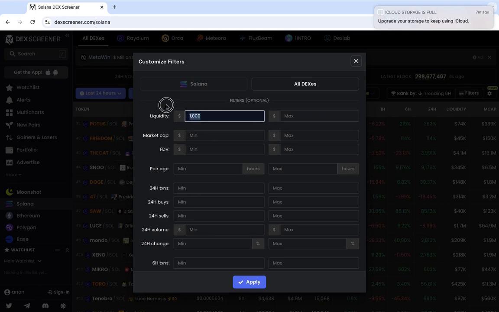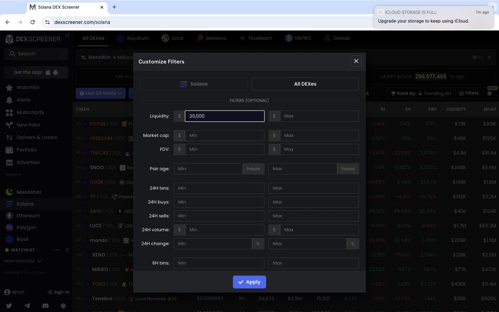So liquidity, we need to have about 20,000 US dollars. The reason why we're putting these filters is so that we can separate a lot of crap from the good stuff, because there's a lot of shitcoins out there. There's a lot of rugs, so you need to avoid rugs, and you also need to avoid the non-serious projects. By putting these filters in, you're going to be saving yourself a lot of time, a lot of stress, and a lot of losses as well.